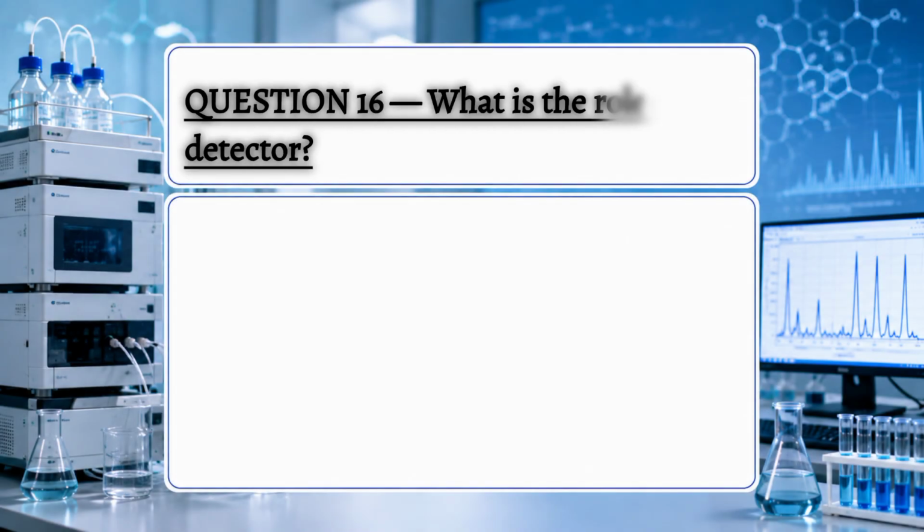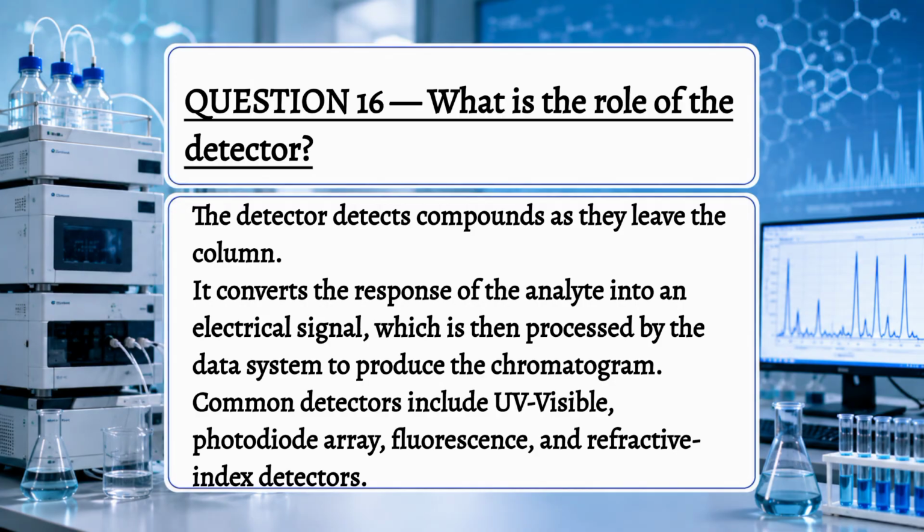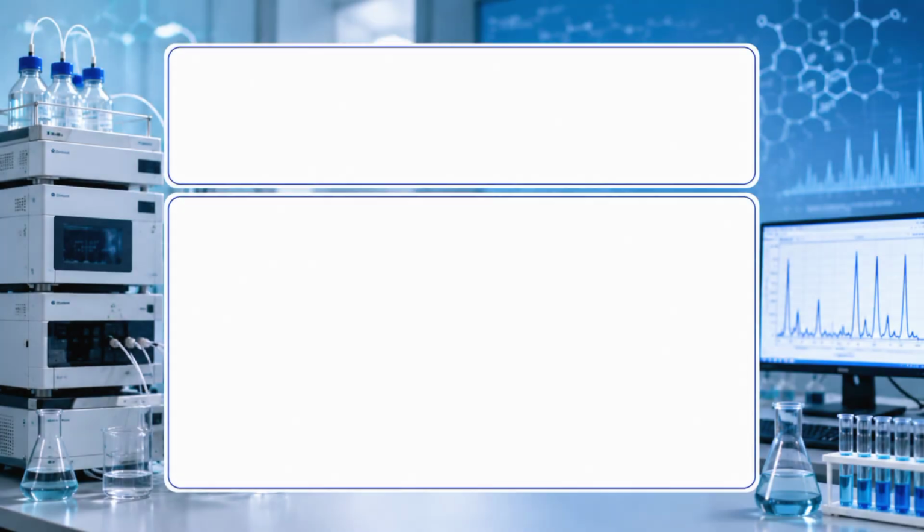Question 16. What is the role of the detector? The detector detects compounds as they leave the column. It converts the response of the analyte into an electrical signal, which is then processed by the data system to produce the chromatogram. Common detectors include UV-visible, photodiode array, fluorescence, and refractive index detectors.